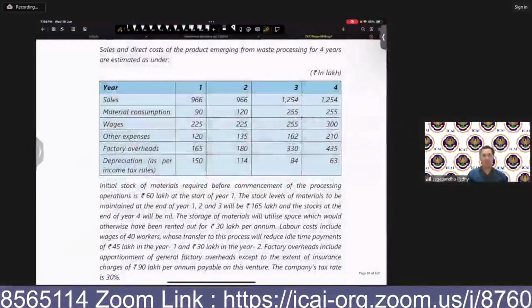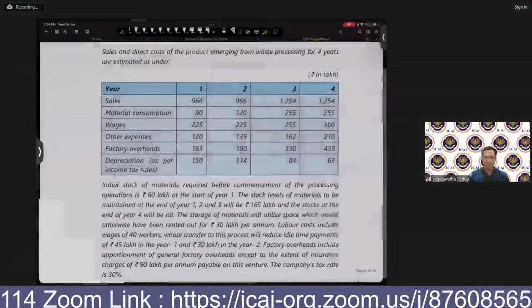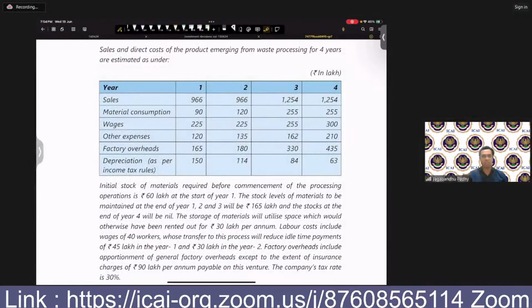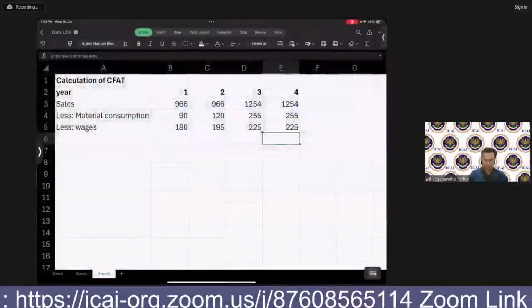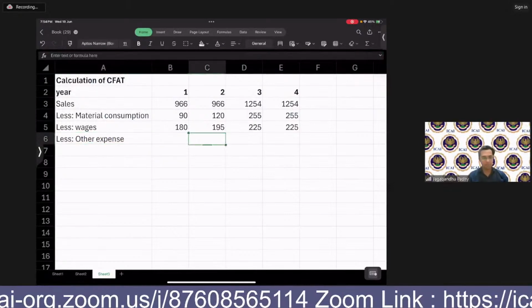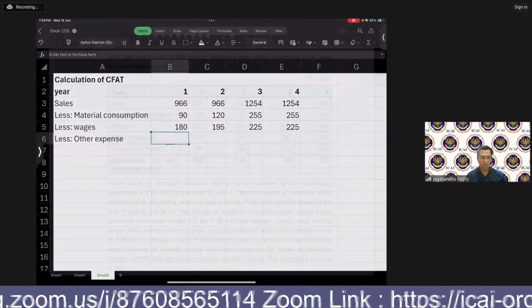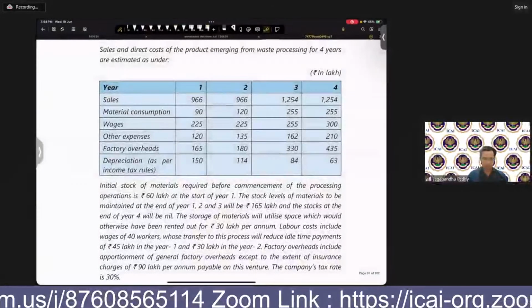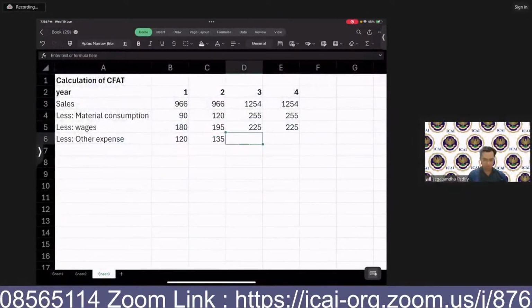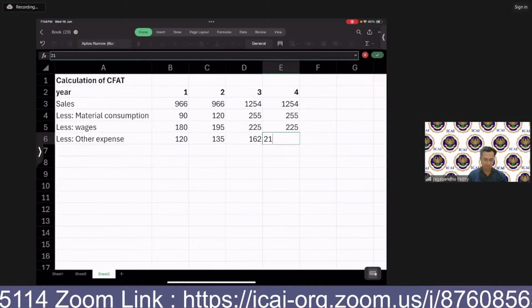Next is the other expenses. I think for other expenses, there is no problem at all because all the items are separately given. There is no absorption or allocation that's happening in the other expenses. So we're going to straight away deduct the other expenses fully. Other expenses are 120, 135, 162, and then 210.